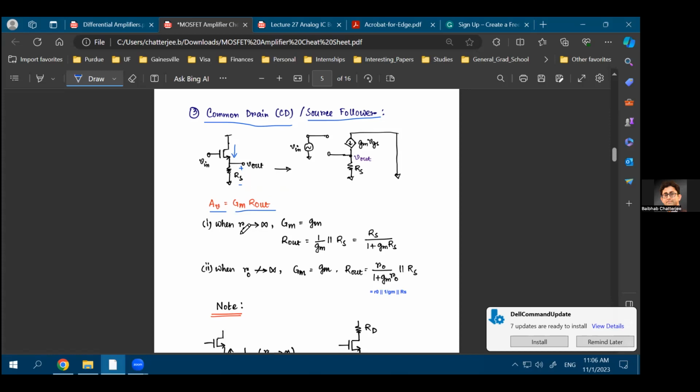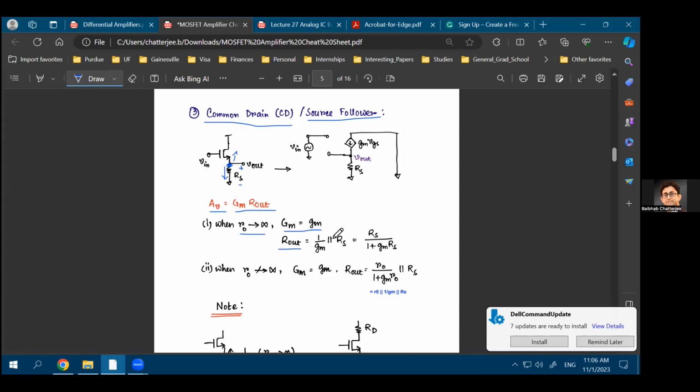Now again, when RO is infinite, your capital Gm is equal to small gm, and Rout, that is the resistance looking into the output terminal, would be RS. So this is your output terminal, right? At the output terminal looking down, you'll see this resistance RS. And at the output terminal looking up, you'll see a resistance of 1 upon gm, because looking into the source of a transistor, you'll see a resistance of 1 upon gm. Again, something that we have proved before, so I'm not going to do that again.